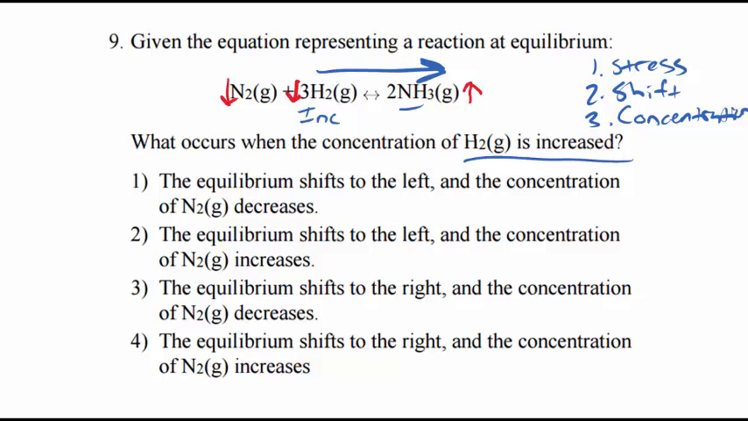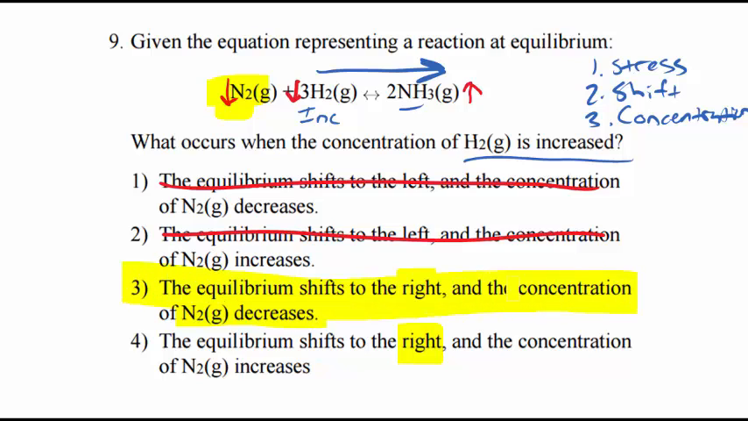Now let's look at the choices. Equilibrium shifts to the left. No. Equilibrium shifts to the right. Yes. The concentration of nitrogen, N2, you see right here, if I'm shifting to the right, that means that N2 decreases. Choice number 3. Equilibrium shifts right, nitrogen decreases.